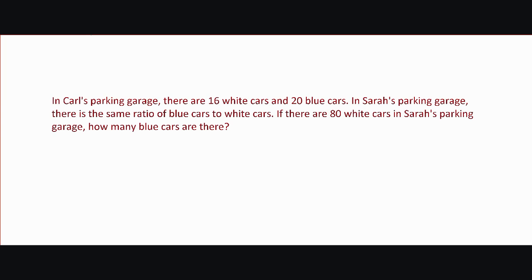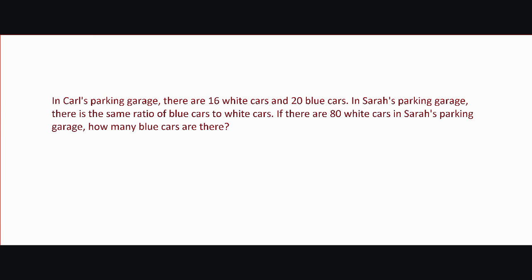We have two separate environments, Carl's parking garage and Sarah's parking garage, but they both have the same ratio of two different color cars. This is a fairly common experience, right? We've got one situation over here and another one over there that are similar to one another. Now, each of these has a ratio of white cars to blue cars or blue cars to white cars in their individual garages, but we're saying that these are equivalent. We want to express each ratio as a fraction, and make them equivalent to one another so we can find the missing value.